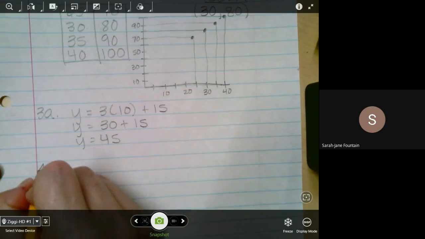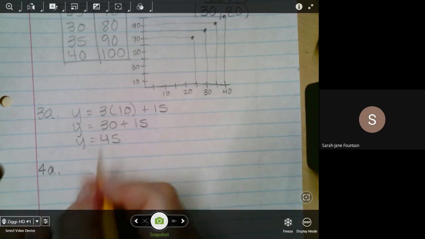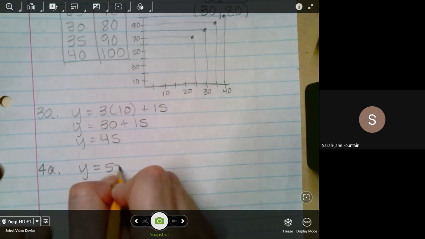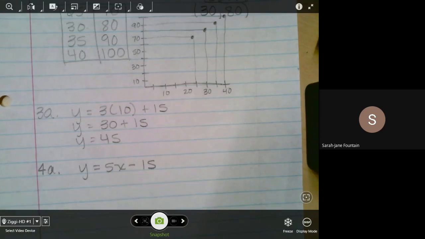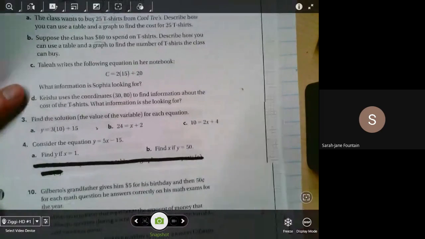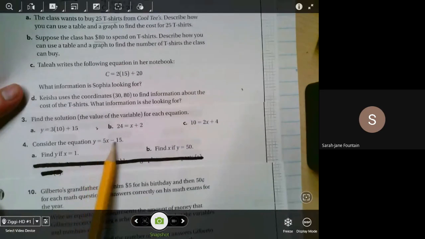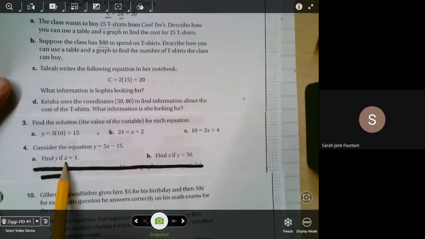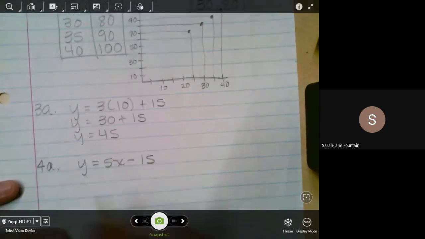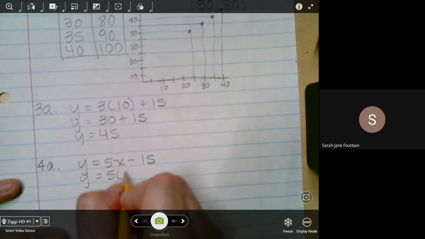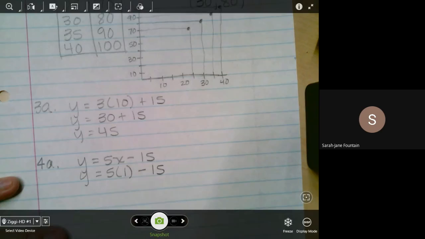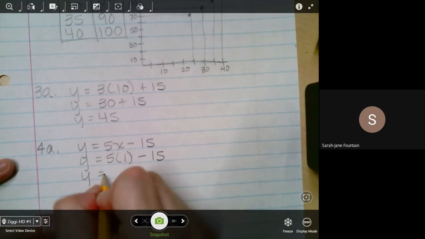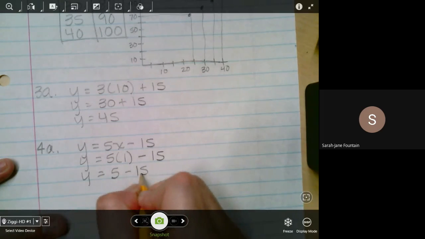Number 4 tells me that my equation is y equals 5x minus 15. For right here, it says consider the equation y equals 5x minus 15. Find y, so I'm looking for y, if x equals 1. Well, if this is telling me that x is 1, all I'm doing is plugging 1 in for x. So now I have y equal to 5 times 1 minus 15. So I have y equals 5 times 1 is 5 minus 15.